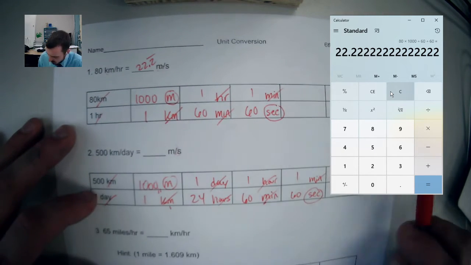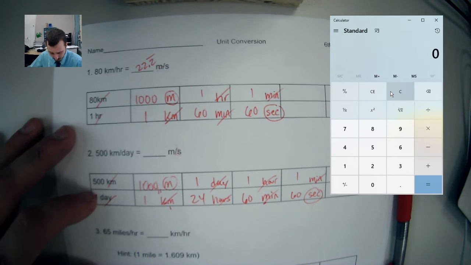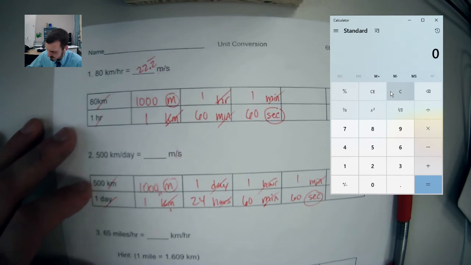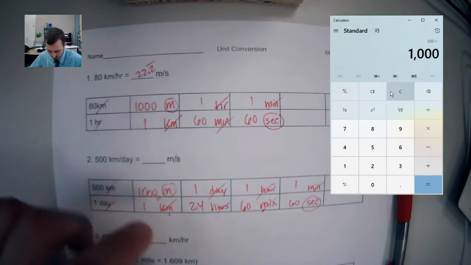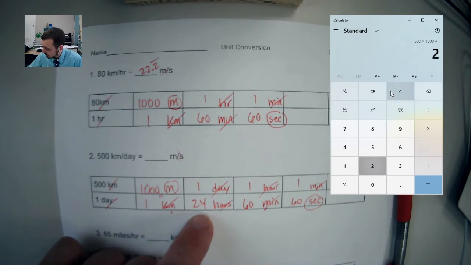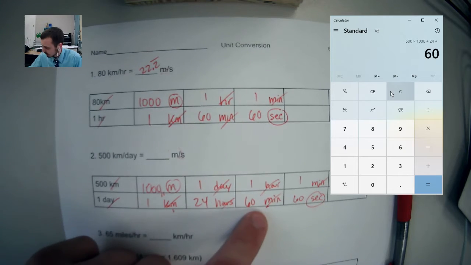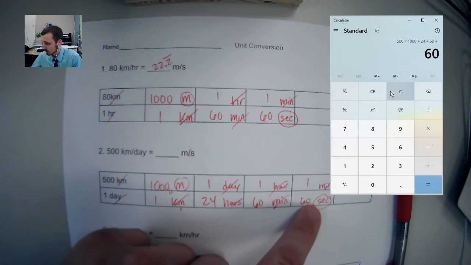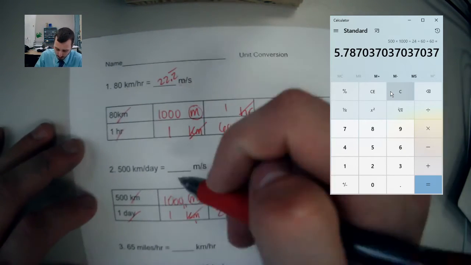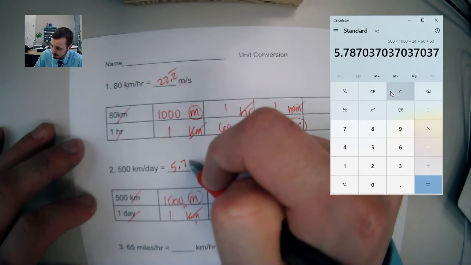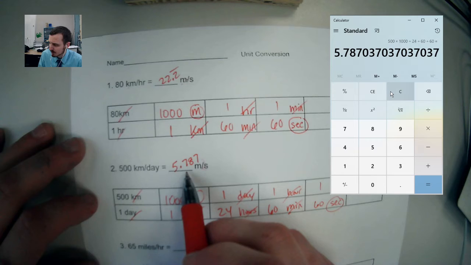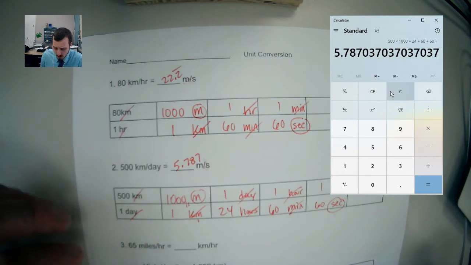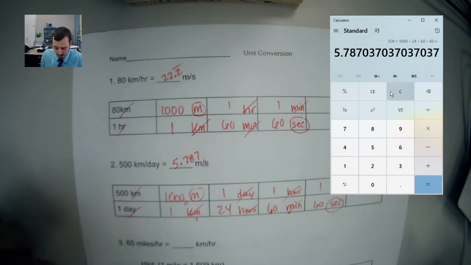And then, to solve it, we're going to type this in the calculator. We're multiplying by everything on the top, so 500 times 1,000. And then we're going to divide by everything on the bottom. Divide by 24, divide by 60, and divide by 60 again. And I'm left with 5.787. And it looks like that number is going to start repeating, so I'm going to round it right there, just leave it like that. And so there's our answer.